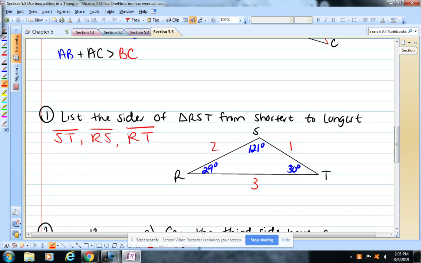I just numbered them in order from shortest to longest. Those are not the measures. Number 1. Number 2. Okay? So you just go in order. Go across from it. 29 was the smallest, so this is the smallest side. 30 was the next smallest. This is the next smallest side. That was the largest. It was across from the longest side. Okay?